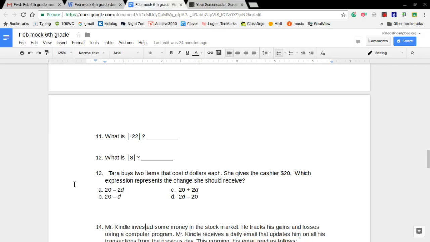13. Tara buys 2 items that cost $D each. She gives the cashier $20. Which expression represents the change she should receive? A, 20 minus 2D. B, 20 minus D. C, 20 plus 2D. D, 2D minus 20.